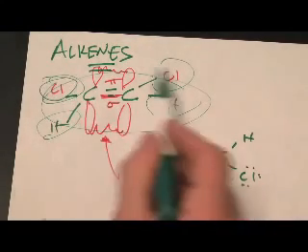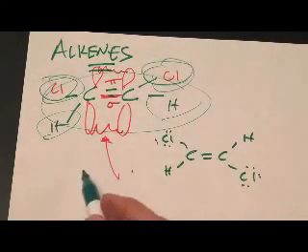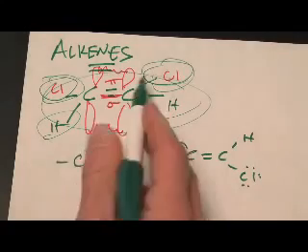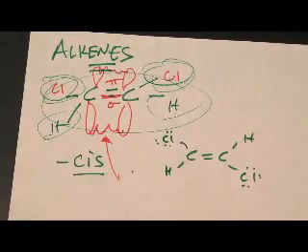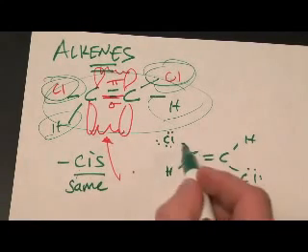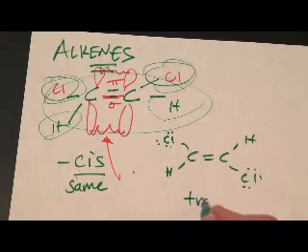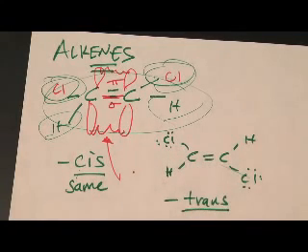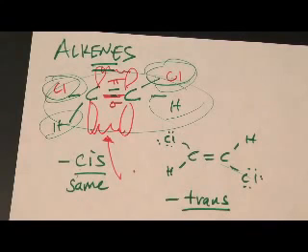This type of isomer, where the chlorines are both on the same side, is known as a cis isomer, because they're on the cis, same side. They kind of sound the same. Where the chlorines are opposite of each other, this isomer is known as the trans isomer, or the transverse, or the opposite of one another.